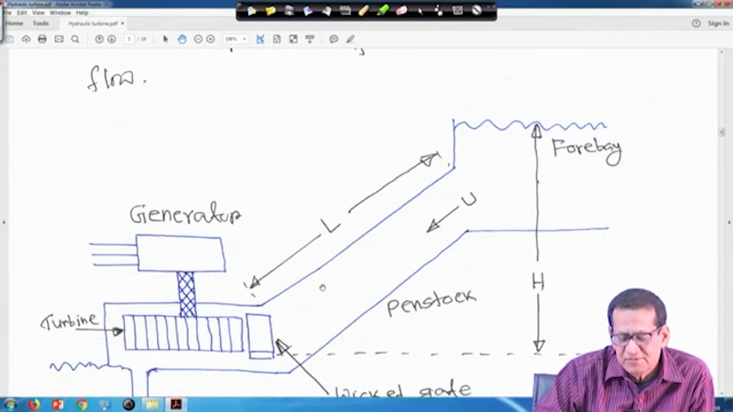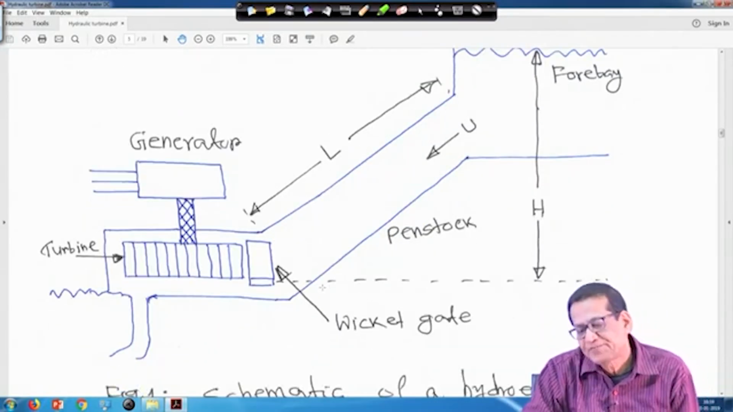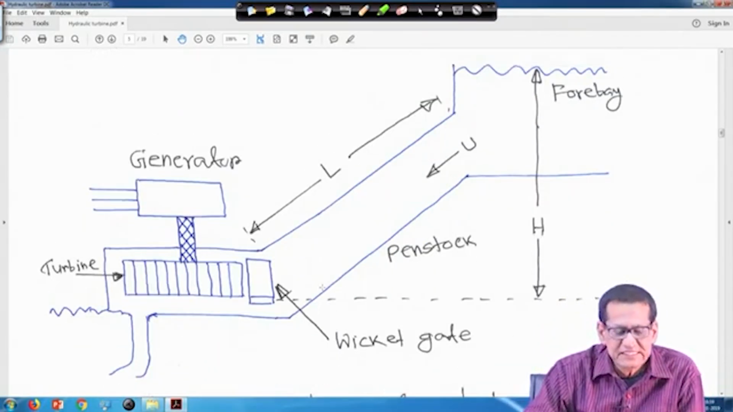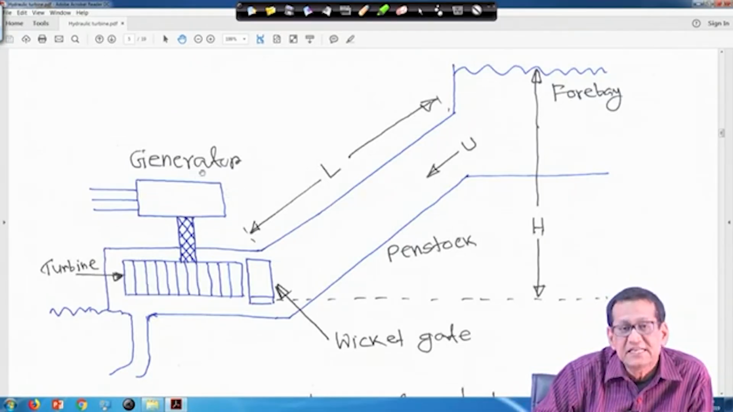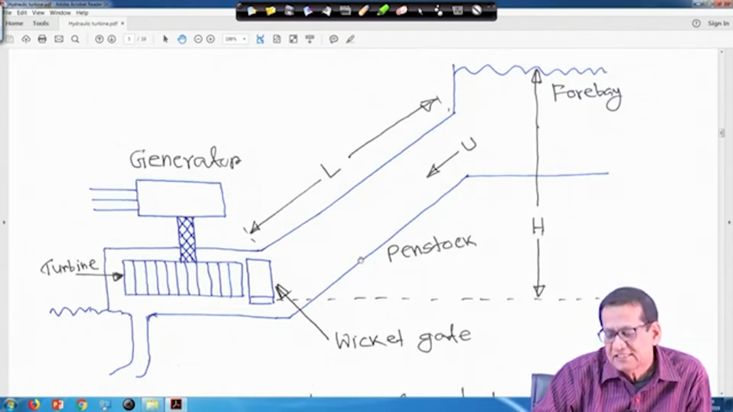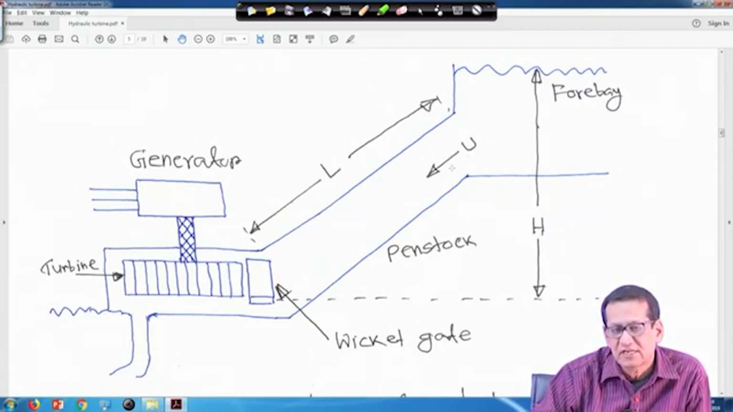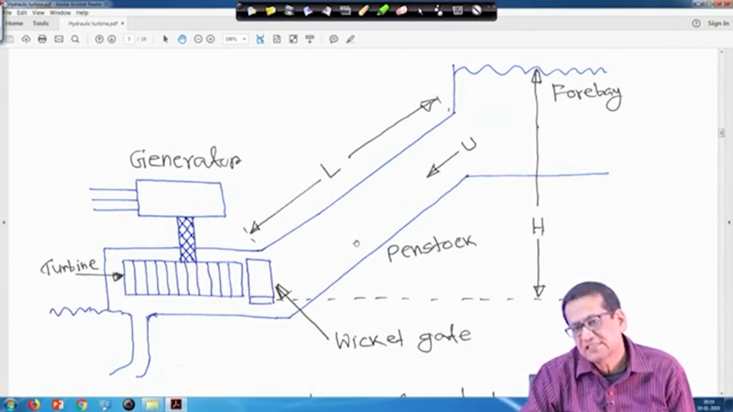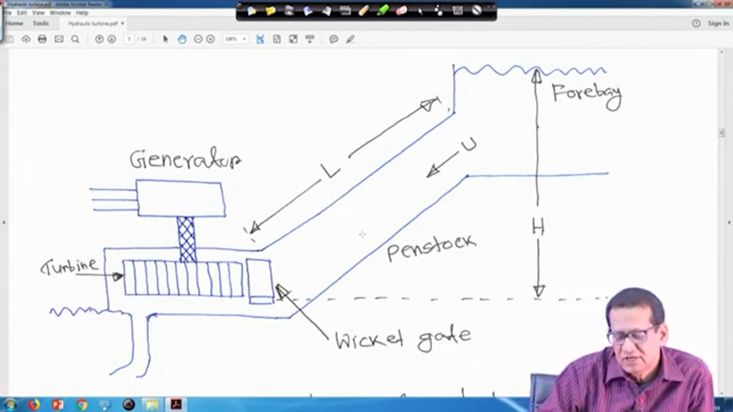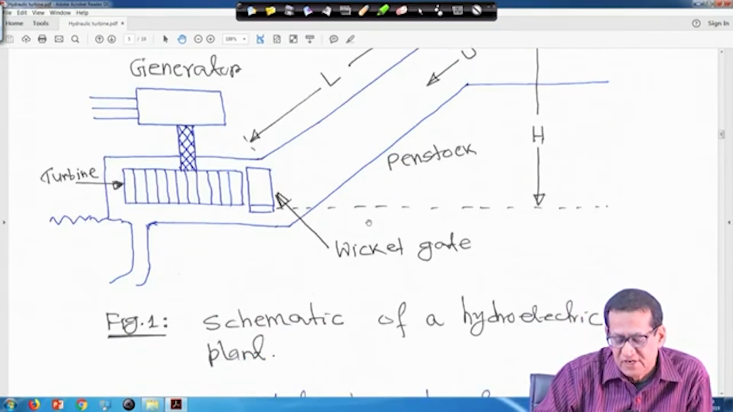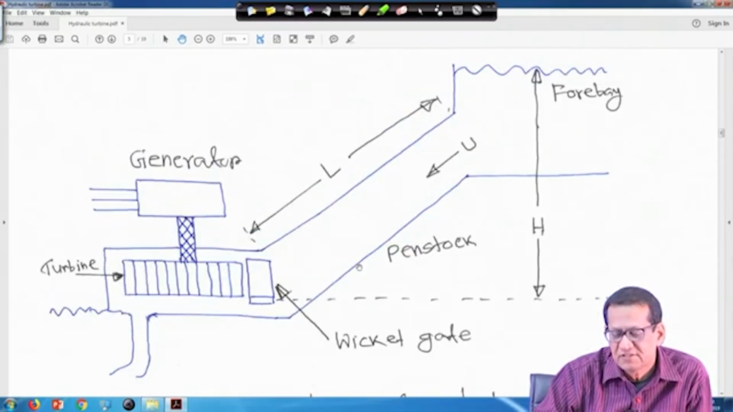Now, if we assume a schematic diagram like this, right. This is your turbine, this is the generator, this is the wicket gate and this is the penstock, with water flowing at speed u. This length is L and this height is h, and u is the velocity of the water, right. This is the generator and this is the turbine. So, this is a simple diagram for the turbine, right. Now, schematic of a hydraulic plant. So, this is the simplest one.